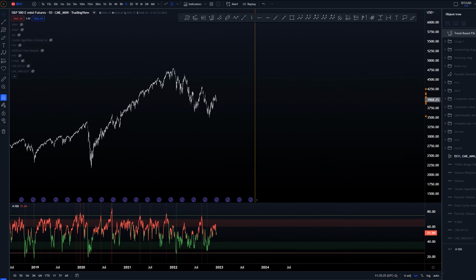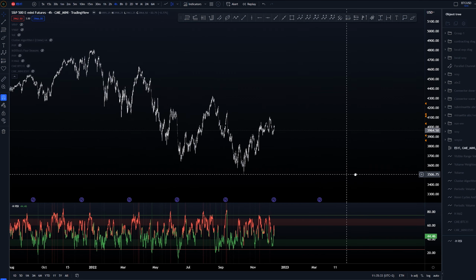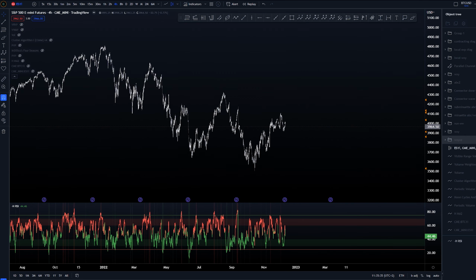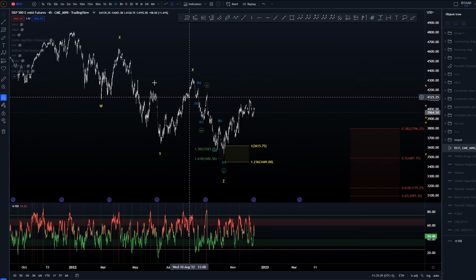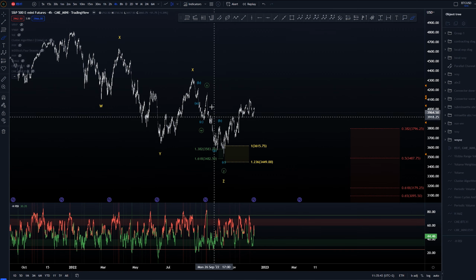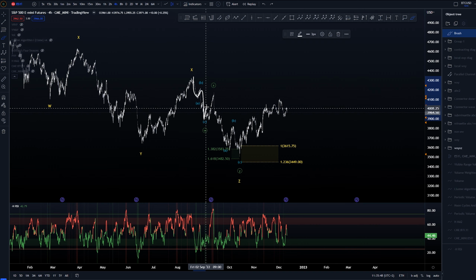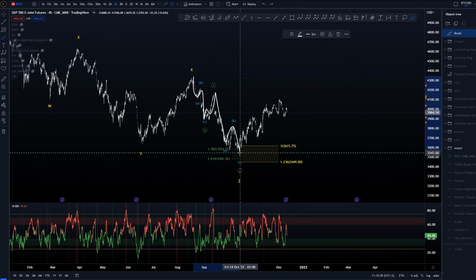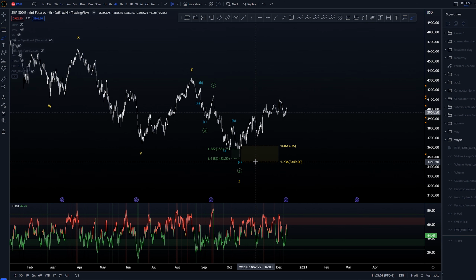So let's not get too ahead of ourselves and get through the counts that we have from the top at the moment. Let's start with the not that common count, or not that probable count, I guess, where we would have this as a W, X, Y, X, Z. I've shown this before, and in the last leg we would have ABC, ABC, ABC. So a double zigzag basically into the last bit.